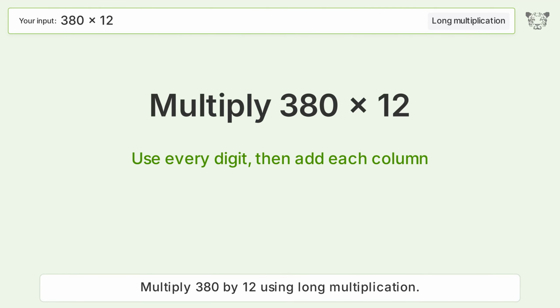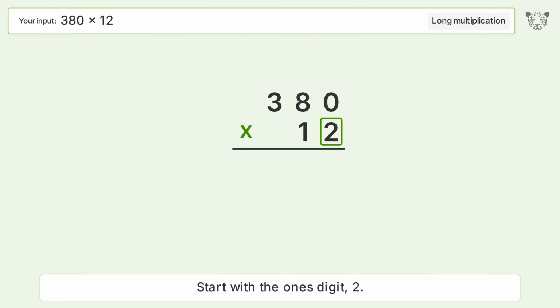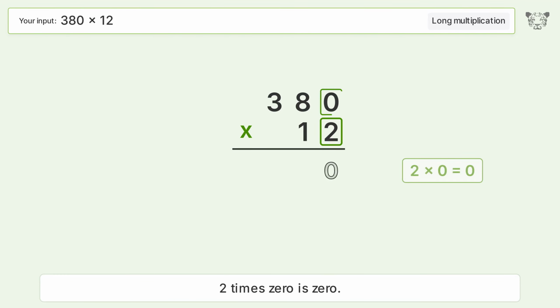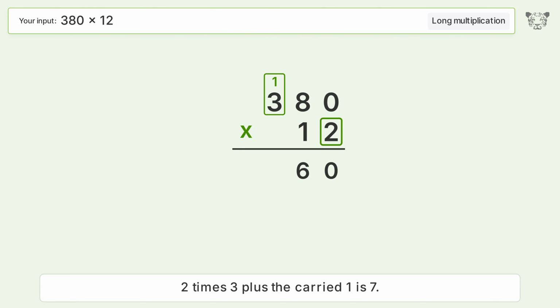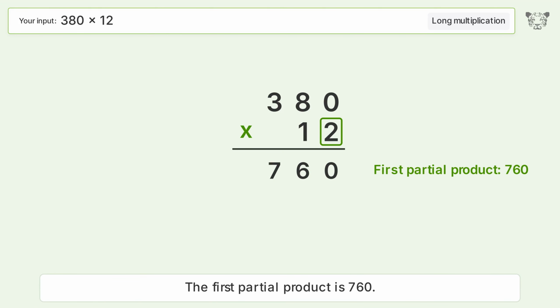Multiply 380 by 12 using long multiplication. Start with the ones digit, 2. 2 times 0 is 0. 2 times 8 is 16. Put 6 in this column and carry 1. 2 times 3 plus the carried 1 is 7. The first partial product is 760.